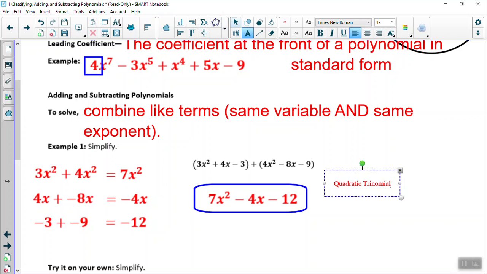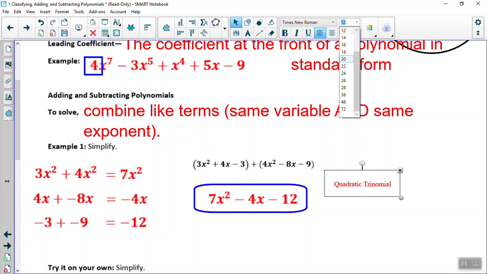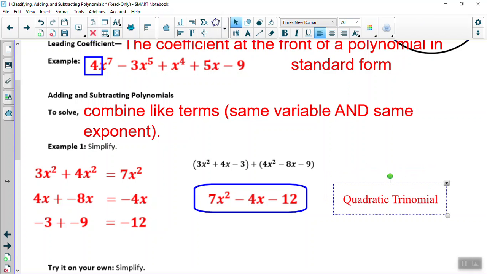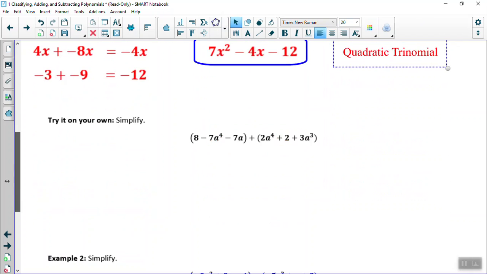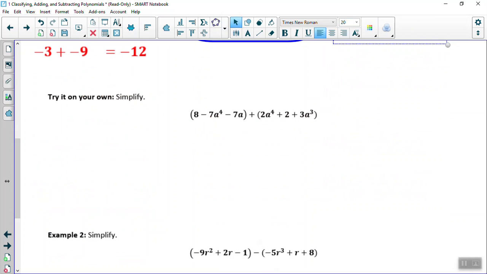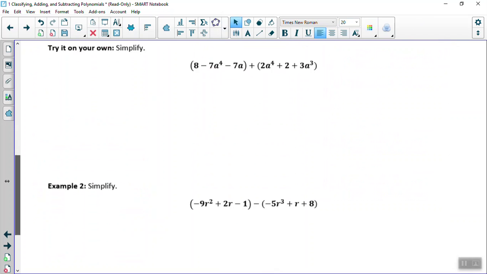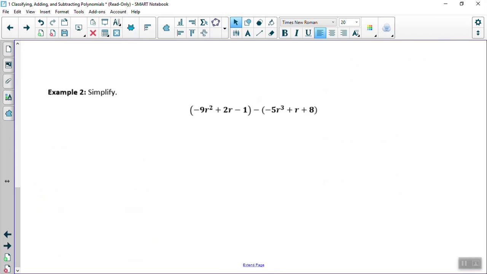So quadratic trinomial. Just to have a little more practice at classifying. All right. You're going to have one try on your own here, but let's go through and do the next example together first. All right, this time, when there's subtraction here, we have to be really careful.